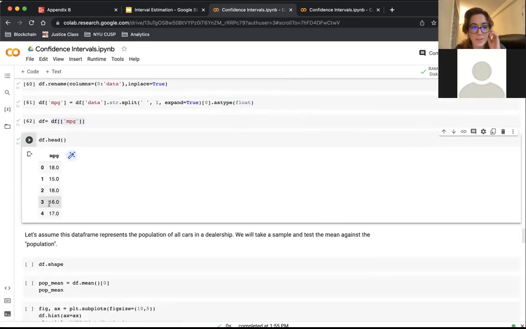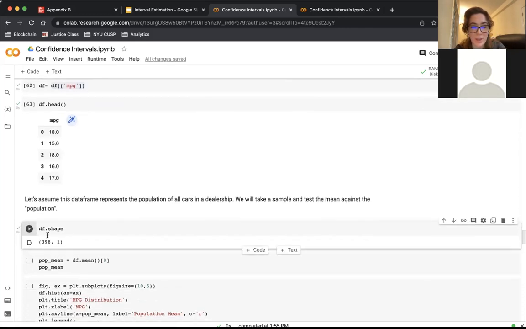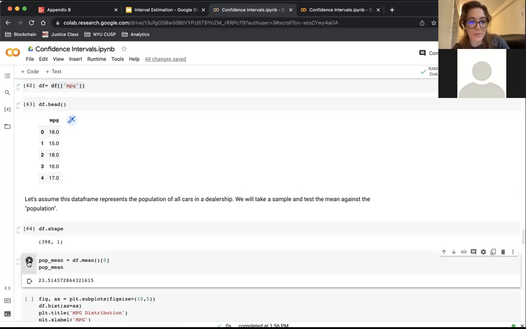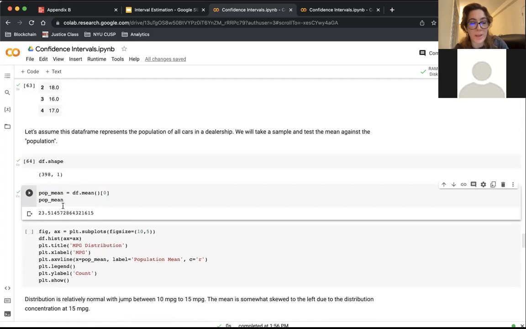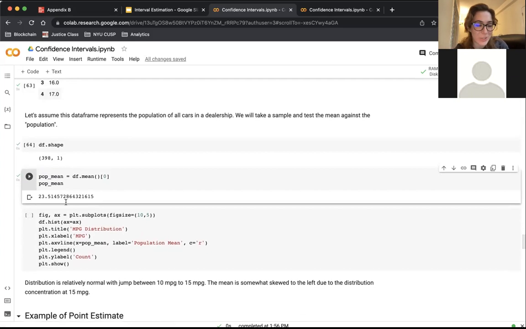And as I mentioned, we're assuming this population of about 398 cars is our population of cars in a dealership. For demonstrative purposes, we'll take a sample of 25 cars and actually test this against the population. So I'm just going to get this population mean. Again, we're oversimplifying by saying this is the population of cars in a dealership. So we have this true population mean, where miles per gallon is 23, which is a lot lower than what the textbook had a distribution for.